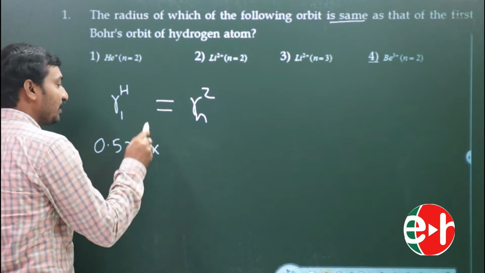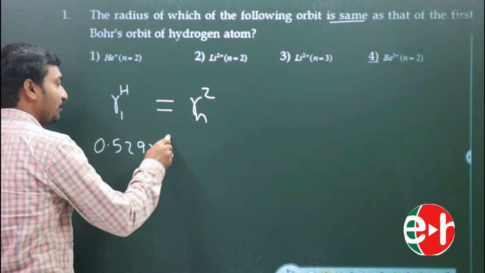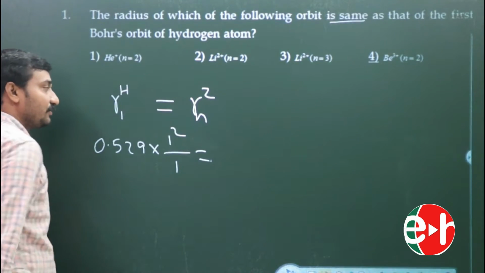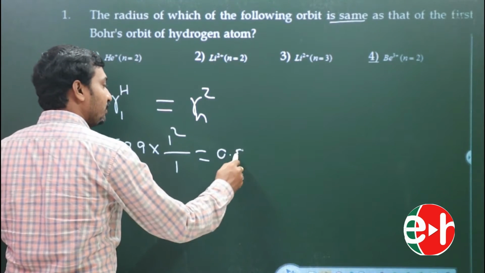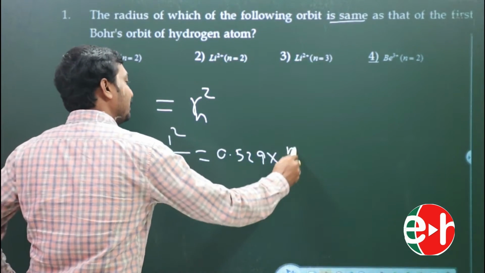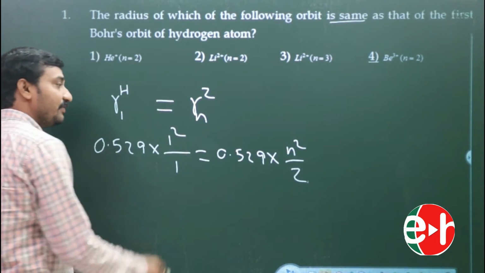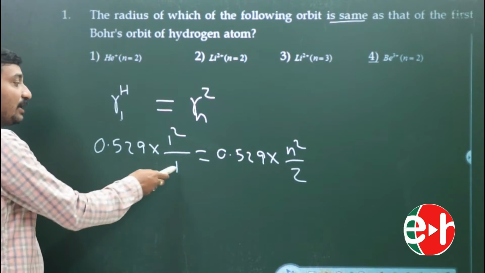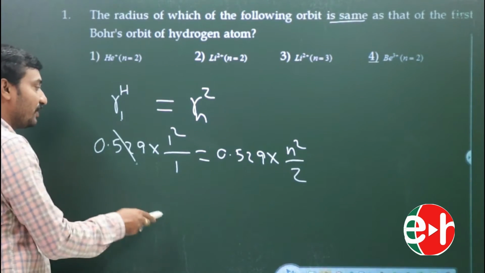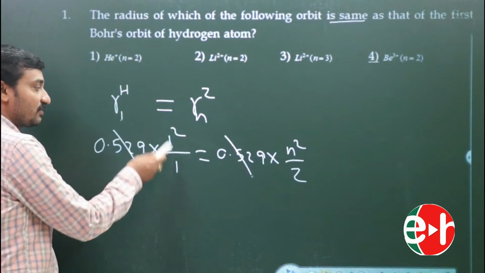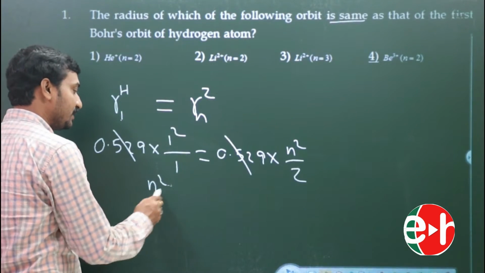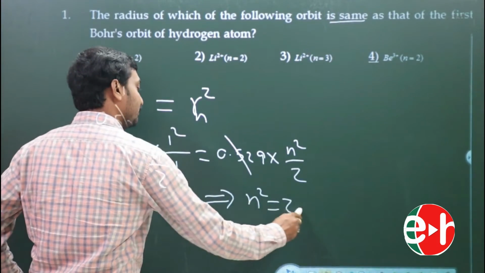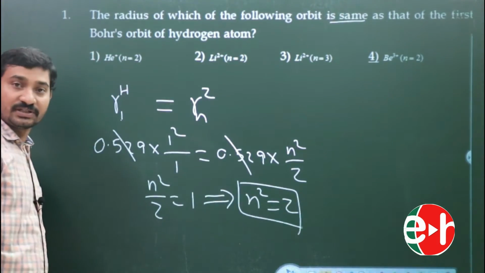0.529 into n square by Z. For hydrogen, n value 1, Z value 1, is equal to 0.529 into n square by Z. We don't know the n value and Z value here, but here we know the first orbit, that's why n value 1. Hydrogen atom, atomic number 1. 0.529 cancels. 1 square by 1 is 1. Then n square by Z is equal to 1. That implies n square is equal to Z.